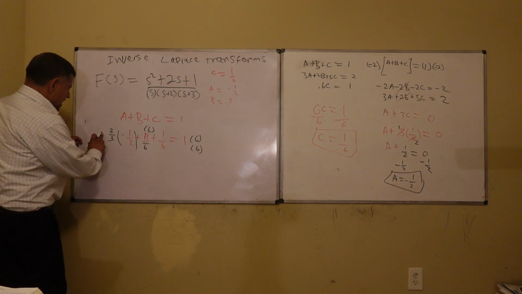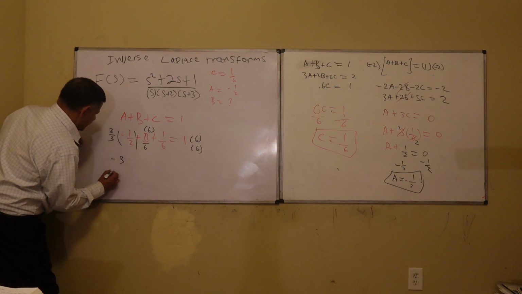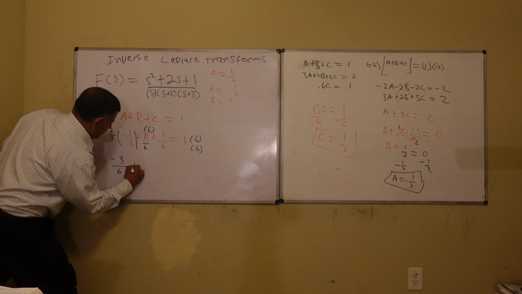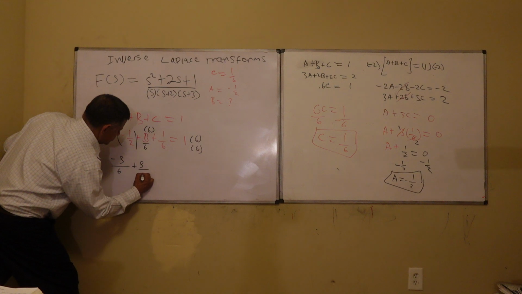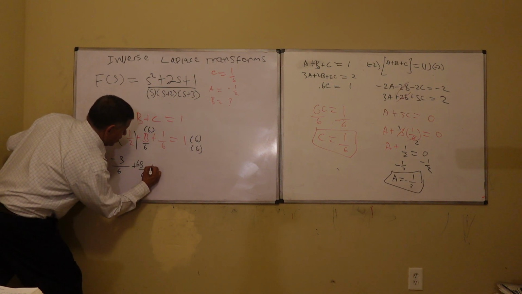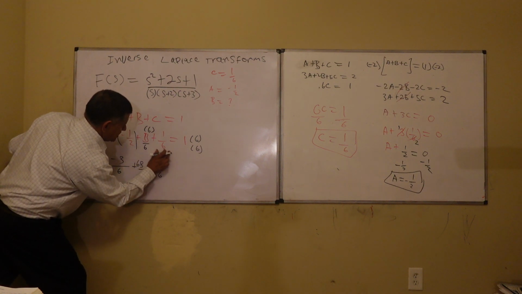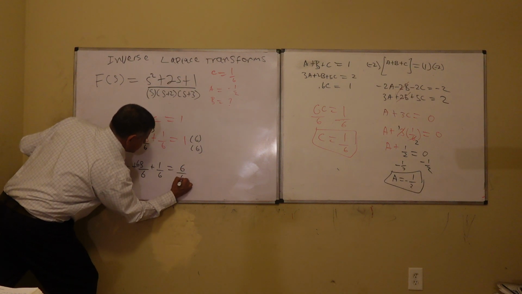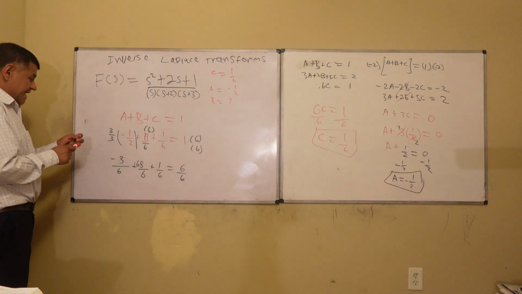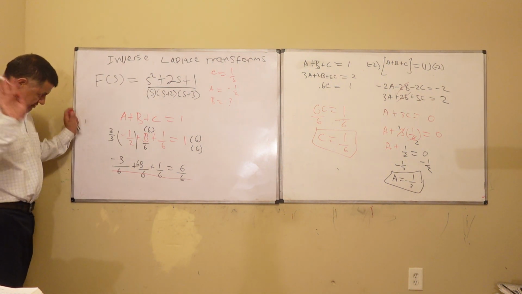Okay, so now I do my little things on the top, beautiful. So I get negative 3 on the top over 6, plus 6b over 6, plus 1 over 6, is equal to 6 over 6. Now I do this, so whoop, all the 6s are gone now. Nice, isn't it?